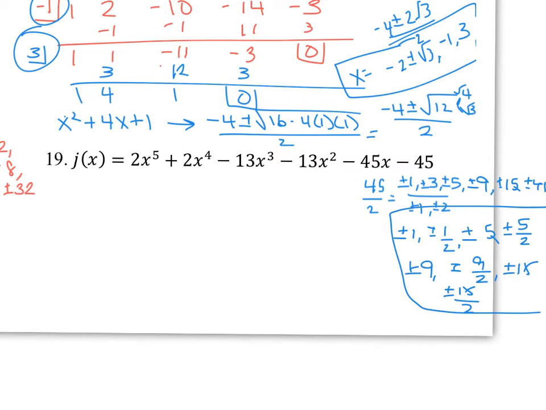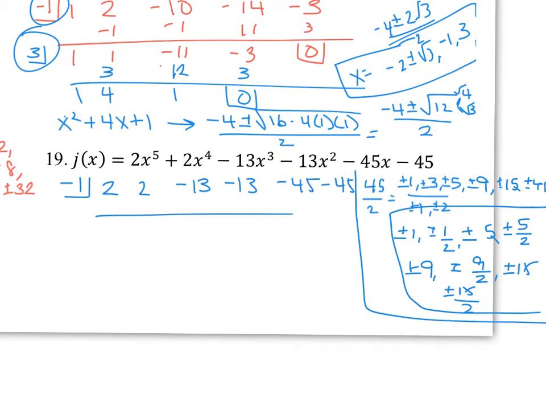So I know 1 is not going to work. So let's try negative 1. 2, 2, negative 13, negative 13, negative 45, negative 45. 2, negative 2, 0, 0, negative 13, 13, 0. Now I have 0, negative 45, 45, and 0. Oh my gosh, that worked. Hooray! So now I'm down to x to the 4th. So okay, let's try another one. Oh, and over here I forgot 3. 3 and 3/2.